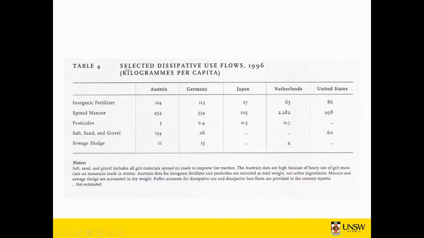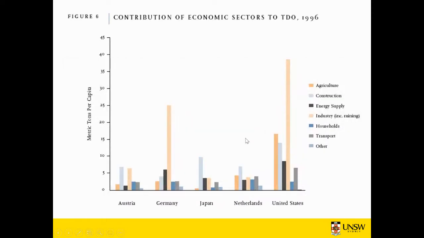This is just an example of dissipative flows. Here we look at fertilizers, organic fertilizer, which is manure, and pesticides. This is salt, sand, and gravel. If you have unpaved roads, normally you cover them with sand or gravel to improve the traction of the cars on the road. But with time, this gets carried away, and it's basically unavoidable. So it's one of those dissipative flows. And here's sewage sludge, because yes, we apply sewage sludge as a fertilizer as well.